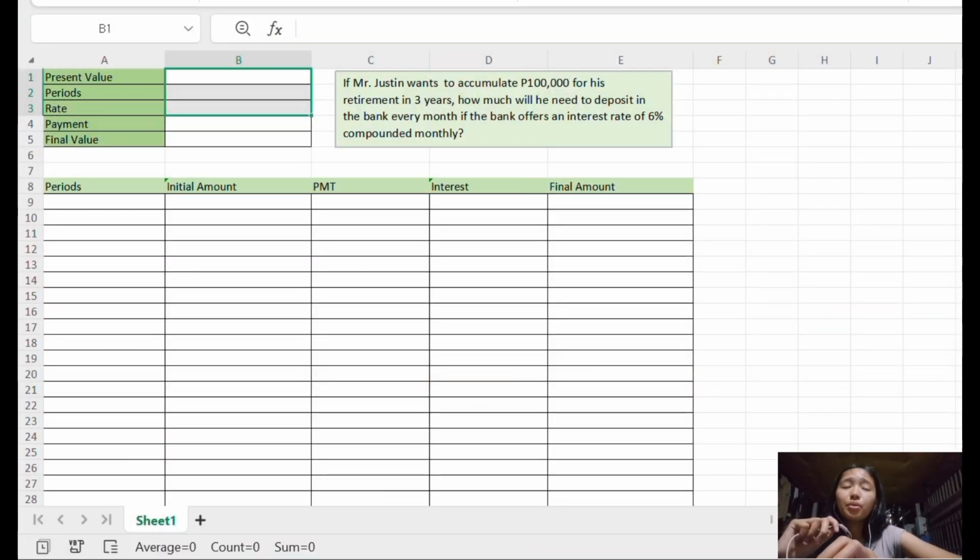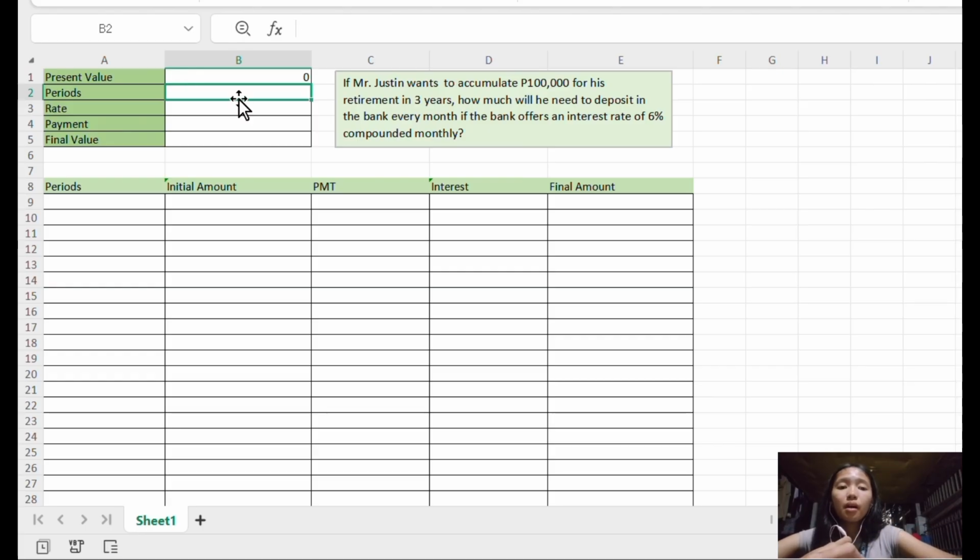So here is our example problem. If Mr. Justin wants to accumulate 100,000 pesos for his retirement in 3 years, how much will he need to deposit if the bank offers an interest rate of 6% compounded monthly? Since deposits are made at the end of each month, this is a simple annuity. On the screen we have present value, periods, rate, payment, and final value. For the present value, we can have 0, since Mr. Justin starts with nothing saved.